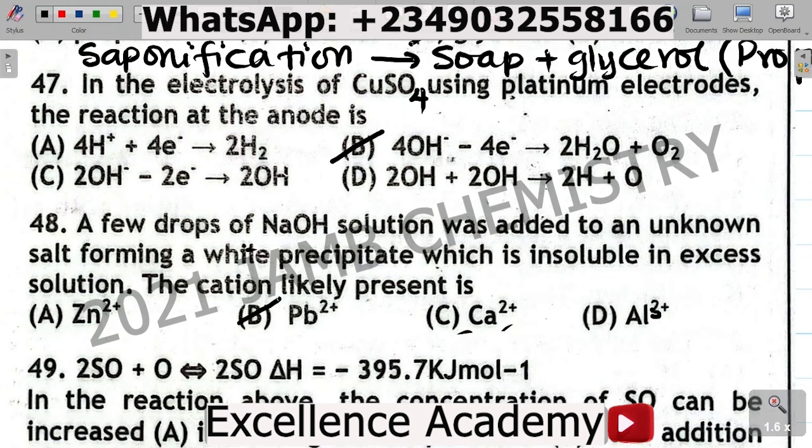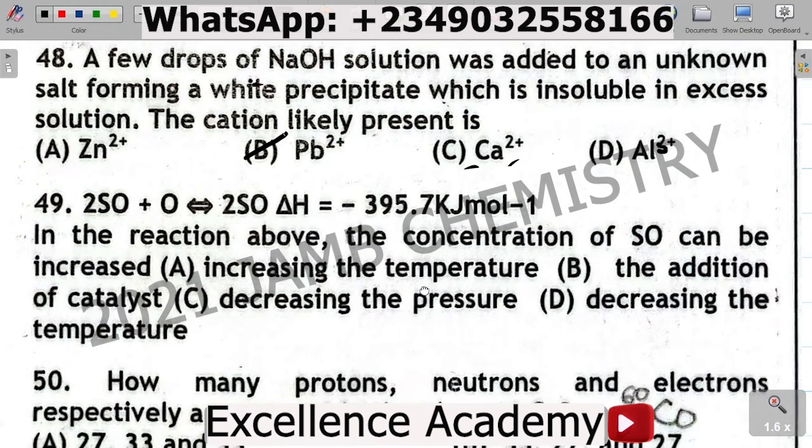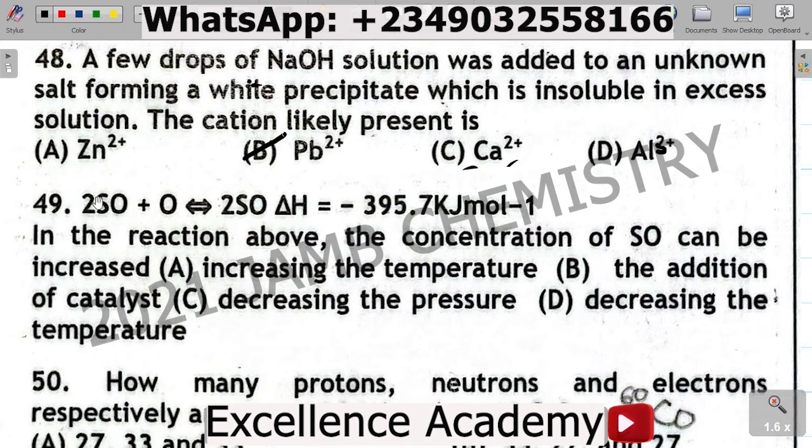Okay. Next up, let's look at question number 49. 49 says 2 moles of sulfur(IV) oxide plus oxygen would yield 2 moles of sulfur(VI) oxide. The change in heat energy is equal to minus 395.7 kilojoules per mole. The question here says, in the reaction above, the concentration of sulfur(VI) oxide can be increased by A, increasing the temperature, B, the addition of a catalyst, C, decreasing the pressure, D, decreasing the temperature.